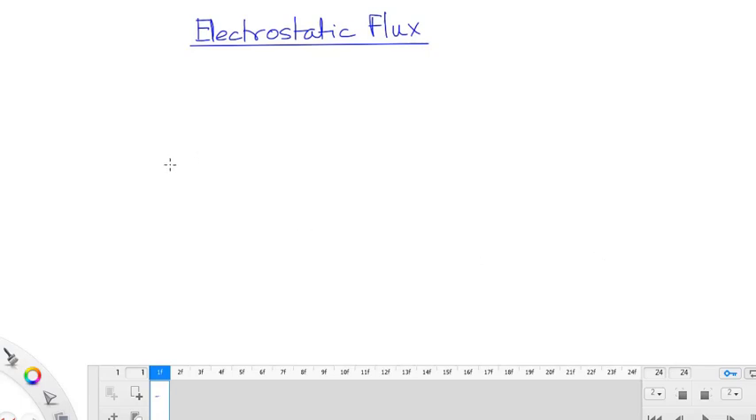Good morning, students. Today we shall be doing electrostatic flux, and how do we calculate this electrostatic flux, as well as how the electric field changes as we change my position, all these things.